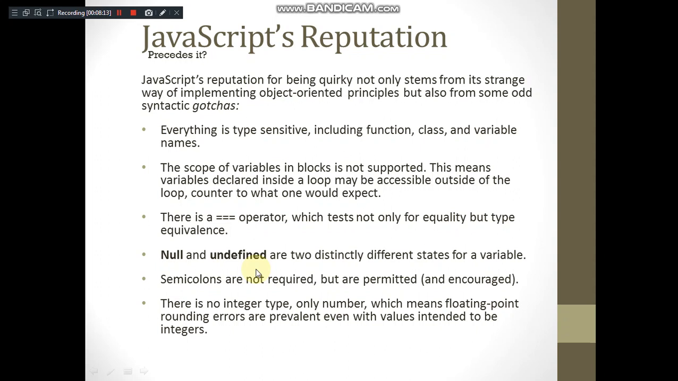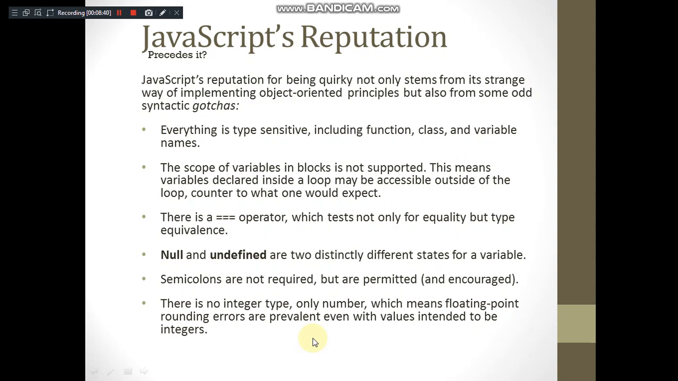And here semicolons are not required, but if you want, you can make use of them. They are permitted. There is no integer type. We have only one number type, which includes all of these, that is floating point, etc. By default, in C, if you assign a number, it is treated as an integer, whereas here the default type of number is floating point.